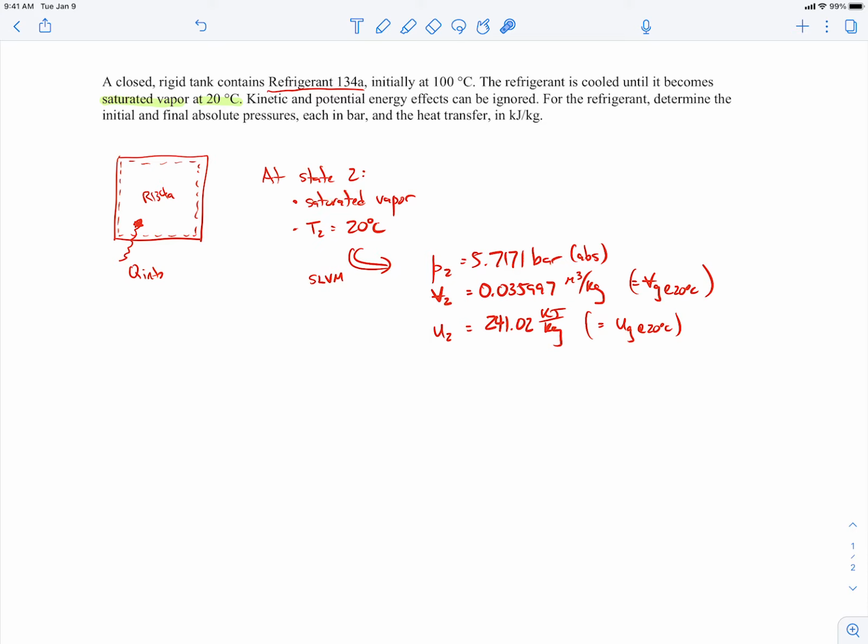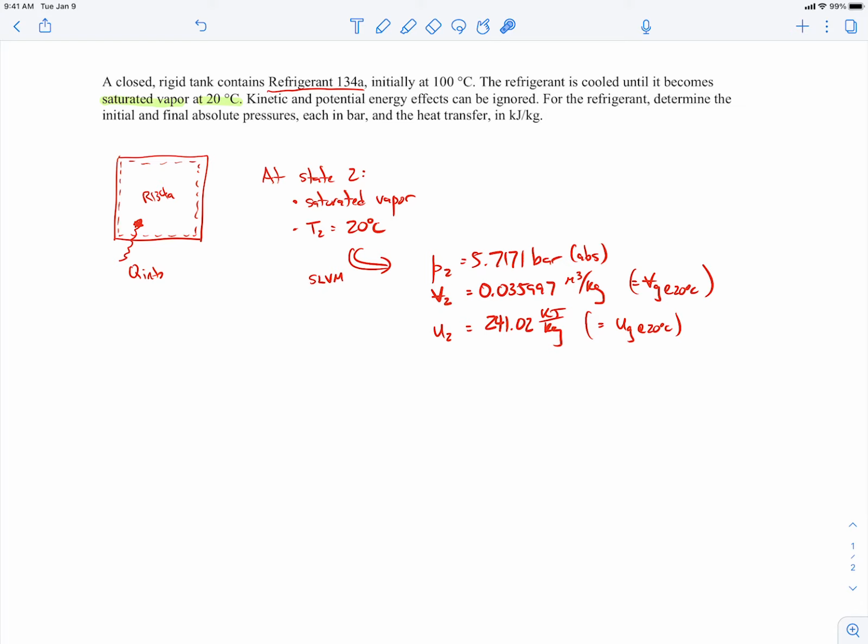The reason I'm writing this information down is because, at least for the specific internal energy, I know I'm going to use the second law to find the heat transfer. And so the second law involves internal energy. So I'm writing this down because I'm going to ultimately use it. The reason I'm writing the specific volume is because this is how I'm going to connect information between the initial and final states.